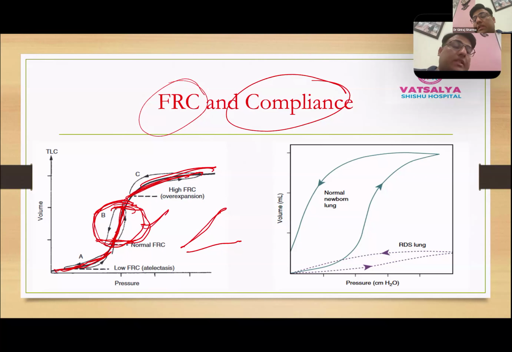Here in the PV loop, we can see before surfactant, this compliance is very less. The more horizontal the curve, the less the compliance. The more vertical the curve, the more the compliance. So after giving surfactant, this PV loop has become more vertical. Compliance of the lungs has improved.